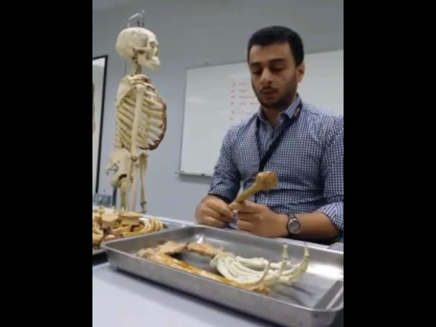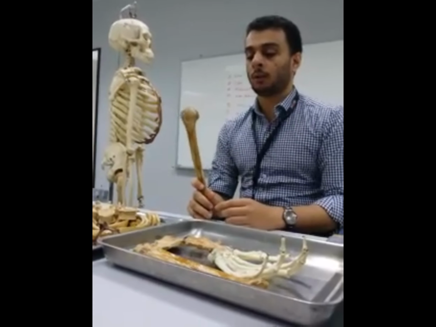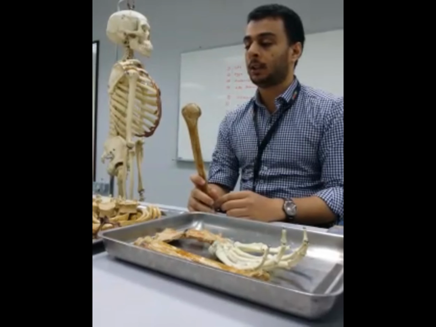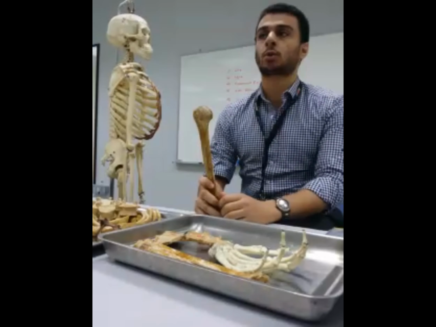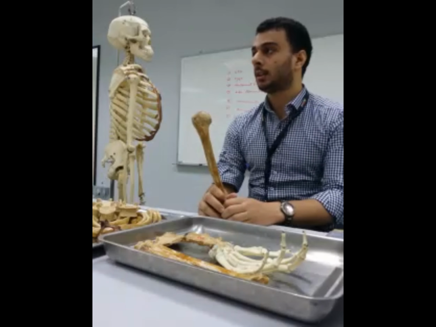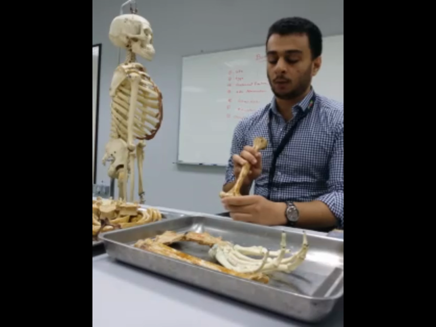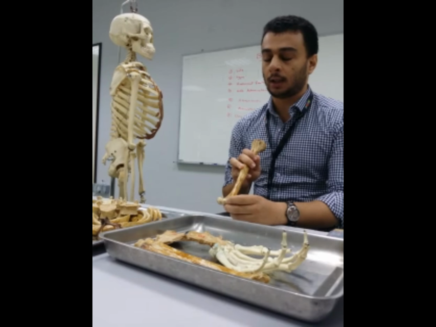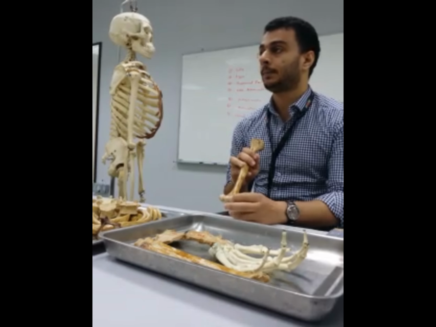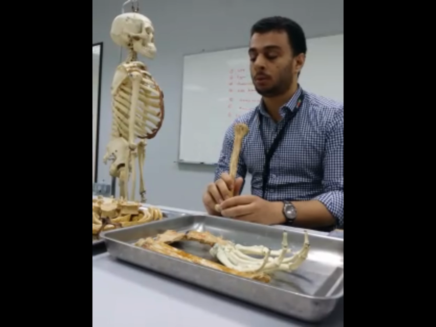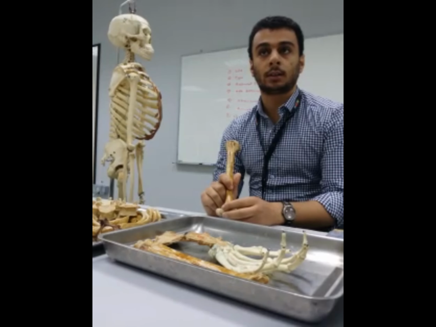For the articulation, as we mentioned before, along with the glenoid cavity it forms the glenohumeral joint, or shoulder joint. The type of the joint is ball and socket. For the lower end, along with the ulna and the radius, they will be forming the elbow joint. The type of the joint is hinge.